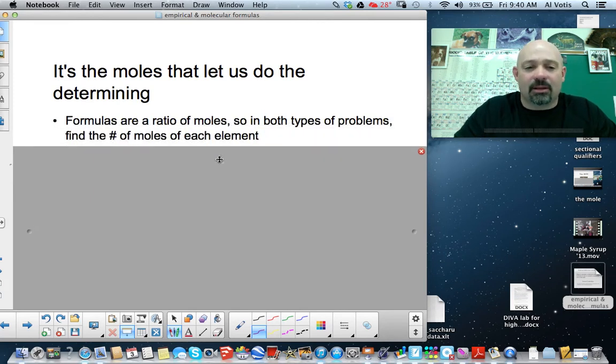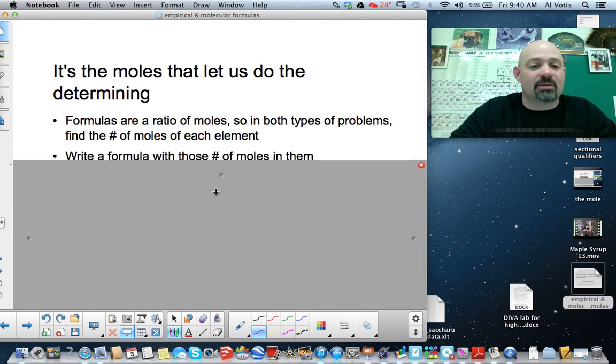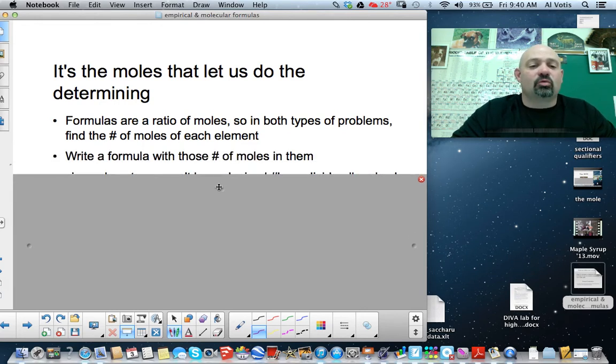Since formulas are ratios of moles, and atoms as well, in both types of problems that we're going to be looking at, what we want to do is find out how many moles of our substance we have. And that's the first key, find the number of moles of our substances. Then we're going to be able to write a formula that has that number of moles in it. It doesn't matter right away whether it's a whole number or not.